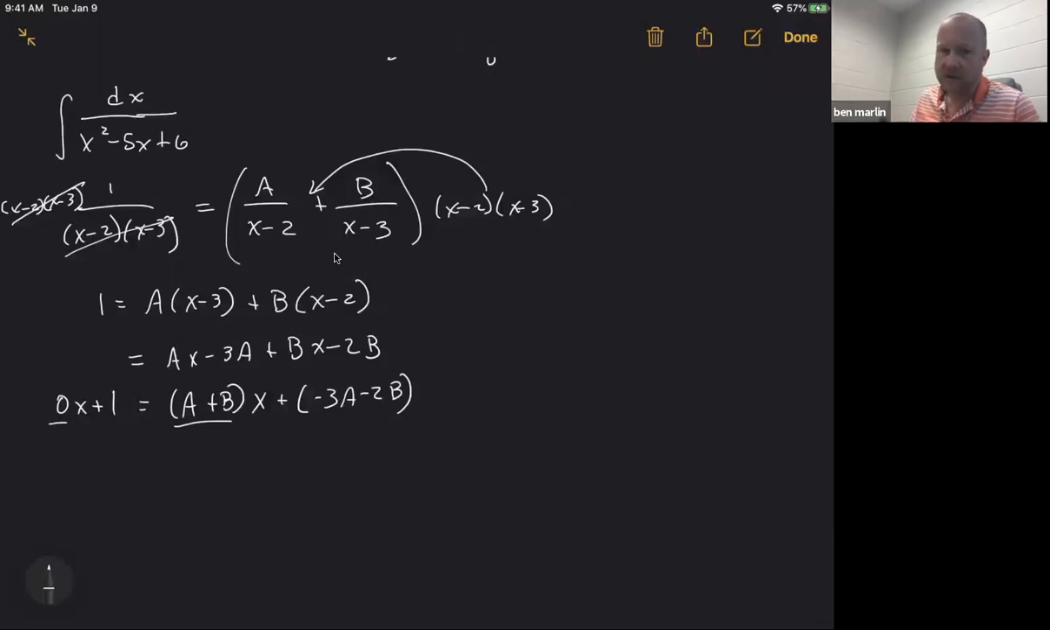Because the two functions on the two sides of the equation have to be the same function, that means the a plus b needs to be equal to 0, and the minus 3a minus 2b needs to be equal to 1. Okay? And now we're going to go ahead and solve that.